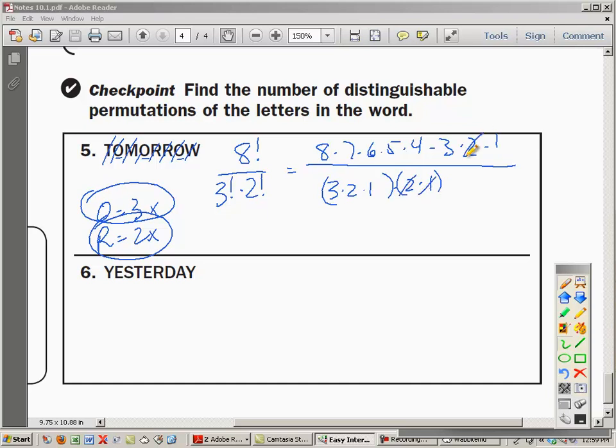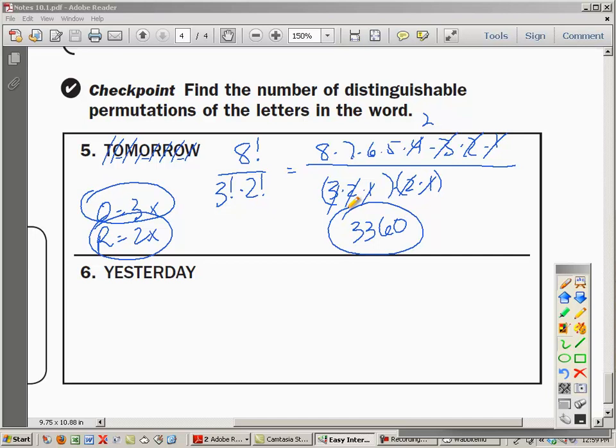So let's just go here and get rid of those. Let's get rid of the 3. The 1 doesn't really matter. And 2 goes into 4 twice. And so now we would just multiply 8 times 7 times 6 times 5 times 2. And so altogether you end up with approximately 3,360 different combinations of those letters.